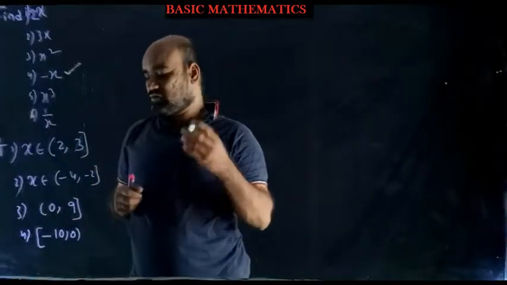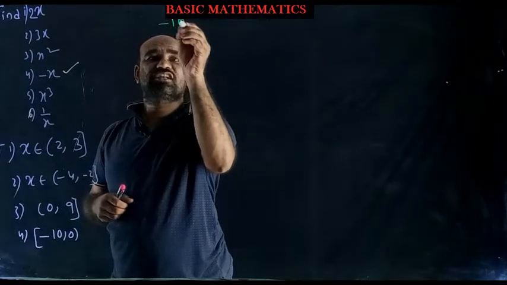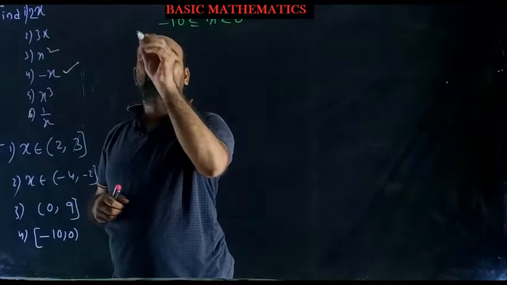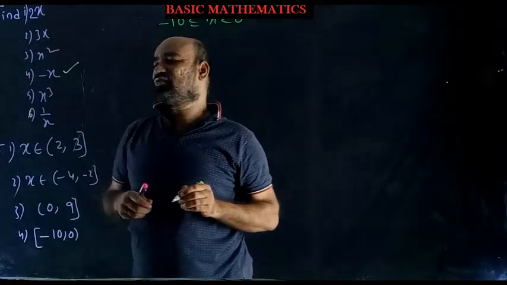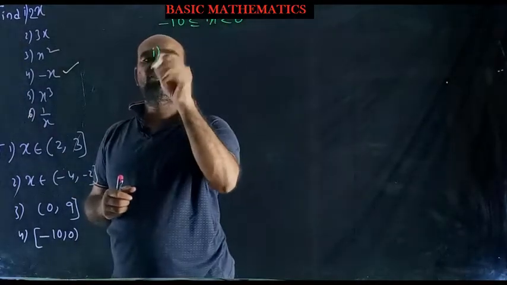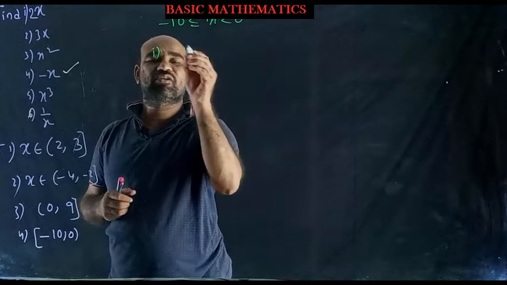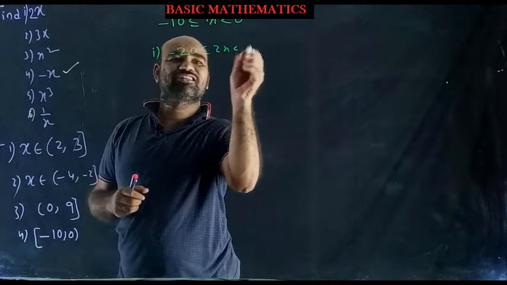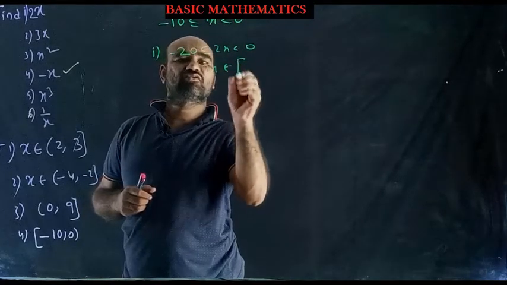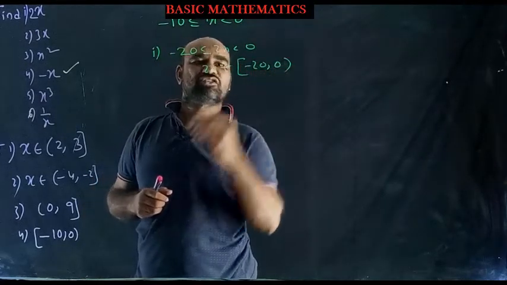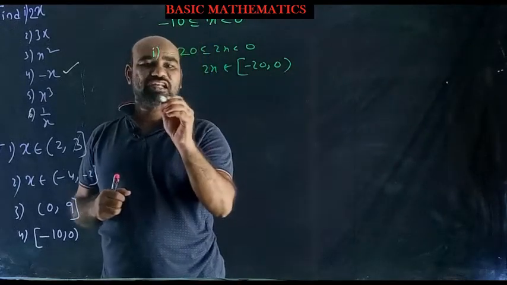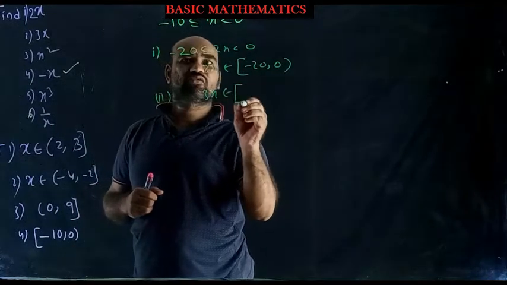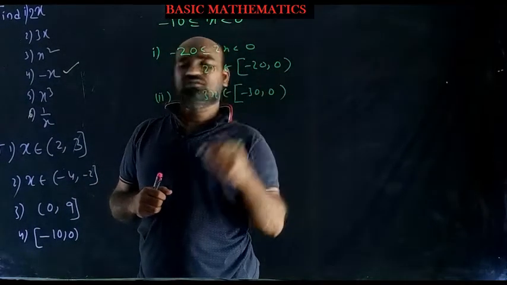Friends, the last one, the fourth one: minus 10 less than or equal to x less than 0 is given. So you want to find 2x, 3x, x square, all. First, 2x: multiplying by 2 on all sides, nothing happens to the inequality. Minus 20 less than or equal to 2x less than 0, or 2x belongs to closed minus 20 to open 0. So 3x, directly I can say 3x belongs to closed minus 30 to open 0.